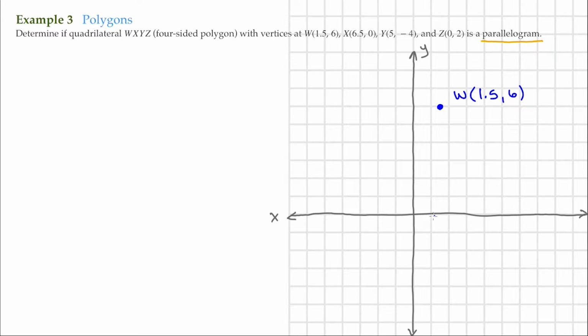Then X is at 6.5 and 0. 1, 2, 3, 4, 5, 6. And here's a half and 0. So it's right on the x-axis. Y is at 5 and -4. 1, 2, 3, 4, 5. 1, 2, 3, 4. And Z is at 0 and 2, so it's right on the y-axis.